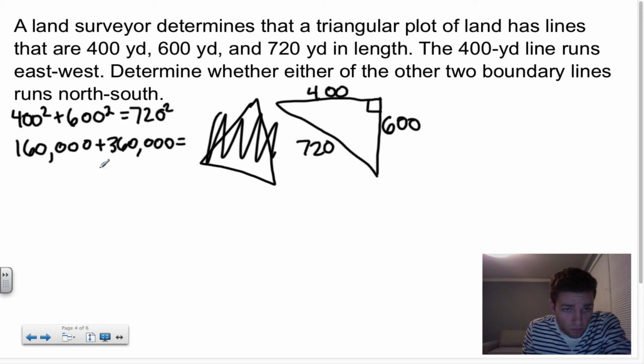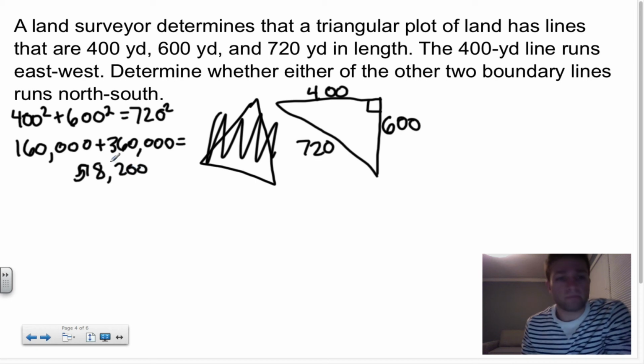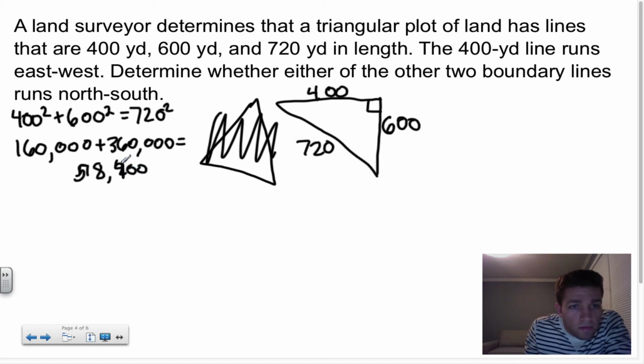equals, and I'm going to work under this. This is 500, excuse me, 518,200, okay? That should be 400, 518,400.